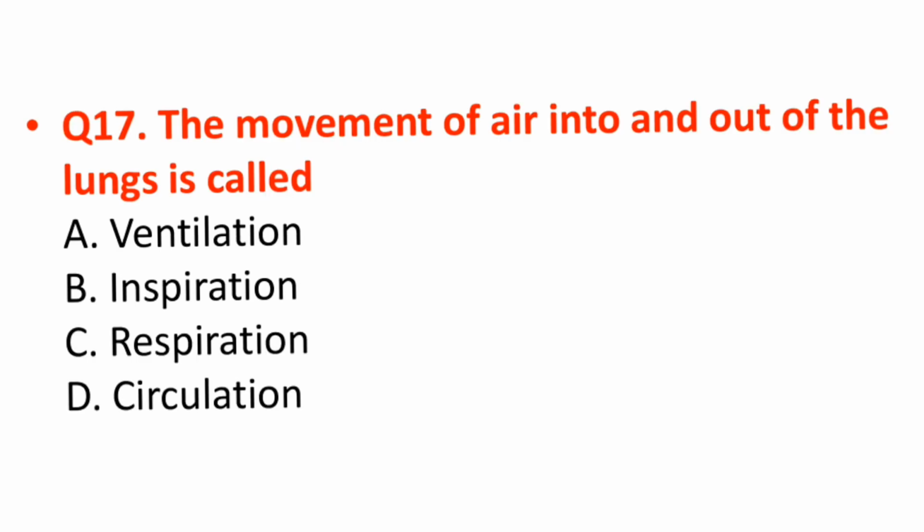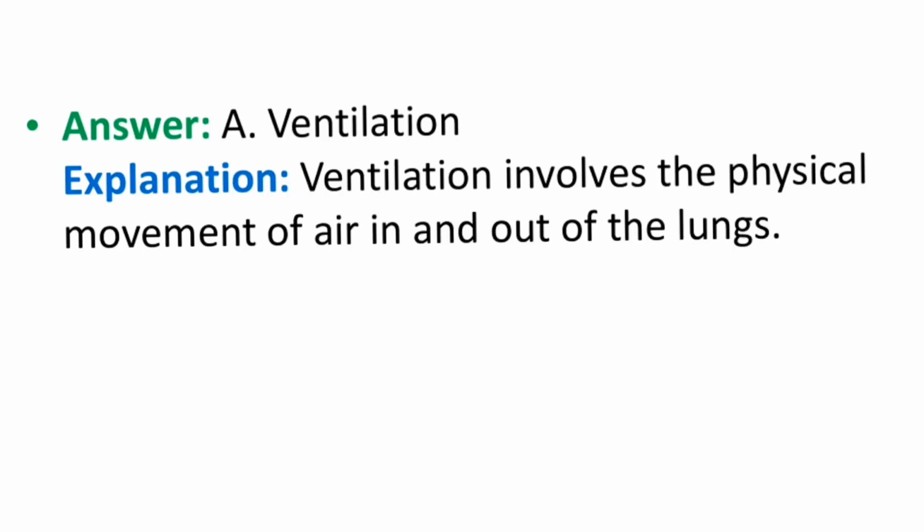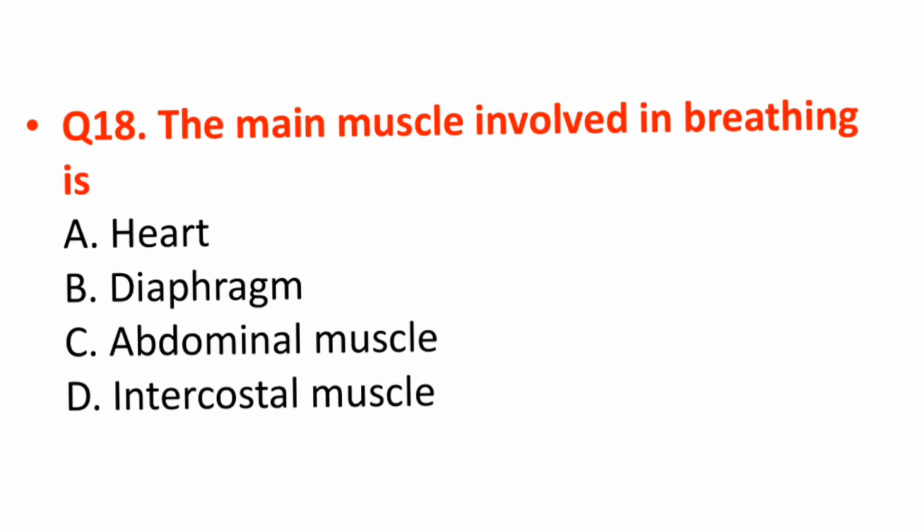The movement of air into and out of the lungs is called option A ventilation, option B inspiration, option C respiration, option D circulation. The correct answer is option A ventilation. Ventilation involves the physical movement of air in and out of the lungs.